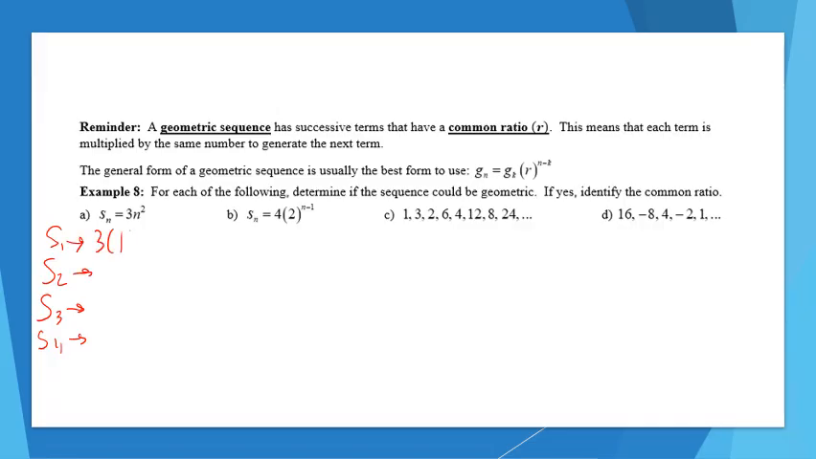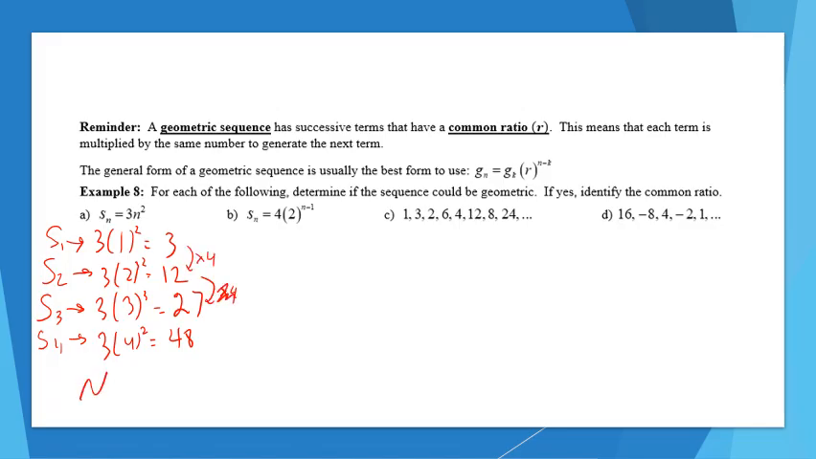This should be 3 times 1 squared, which is 3. 3 times 2 squared, which is 3 times 4, which is 12. 3 times 3 squared, which is 3 times 9, which is 27. 3 times 4 squared, which is 3 times 16, which is 48. And so here this is times 4. However, this is not times 4, so we know this is not going to be geometric.